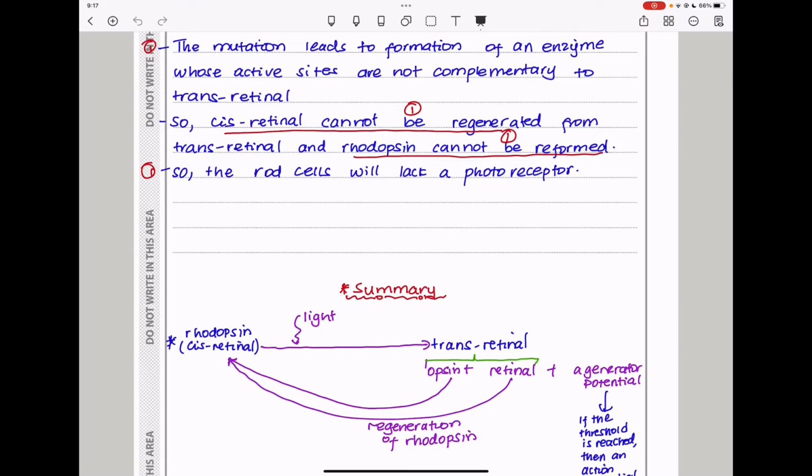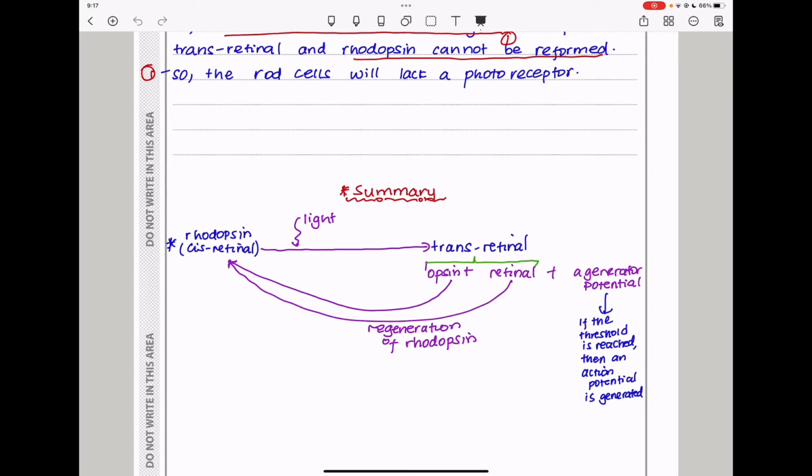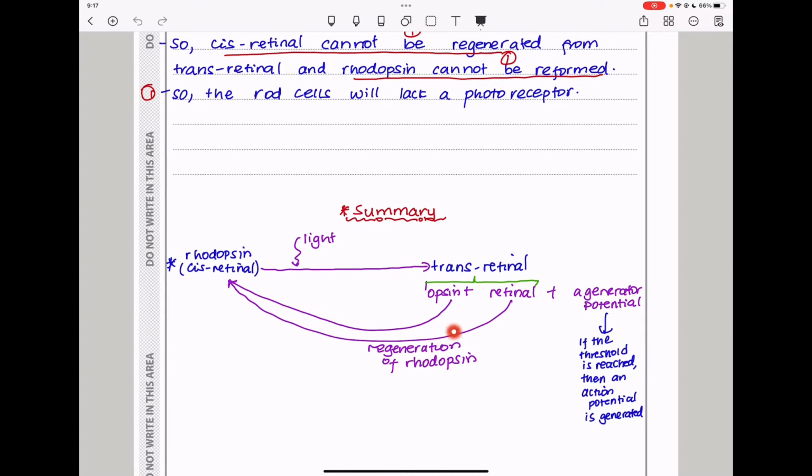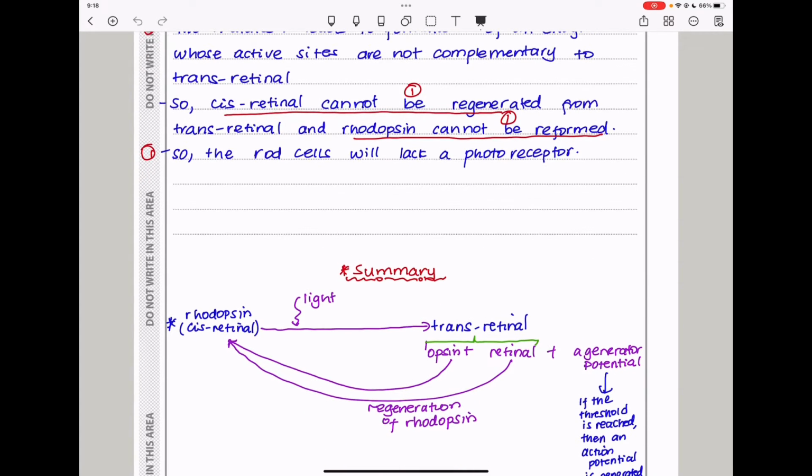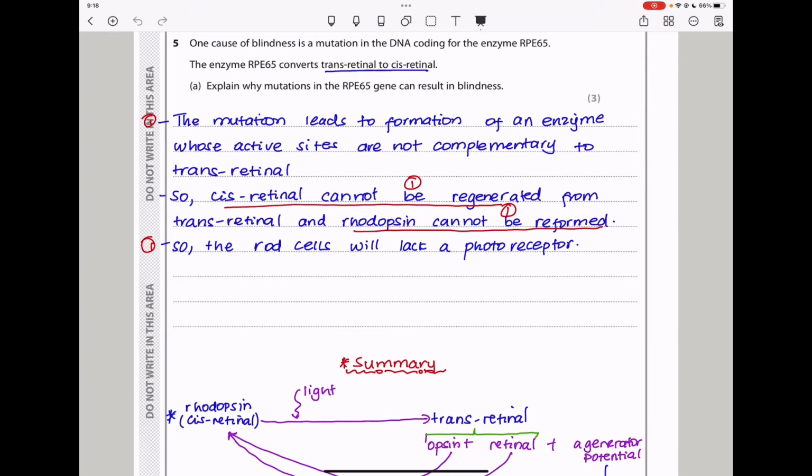If you look at my summary down here, we know that inside rhodopsin we have retinol in the cis form. However, when light strikes it, the cis retinol is converted into trans retinol. And this trans retinol breaks down into opsin and retinol. These are recombined to produce the cis retinol. So it means that enzyme participates in this reconversion to produce rhodopsin in the cis retinol form. So if the enzyme is not working well, then this process is going to be hindered, so we cannot regenerate the light-sensitive pigment inside the cells of the eye.